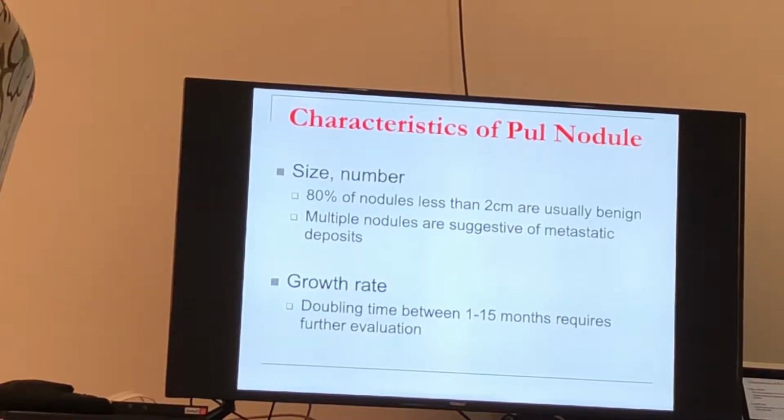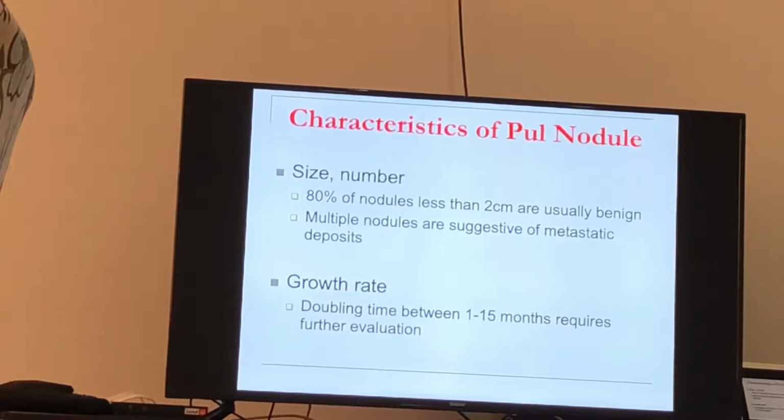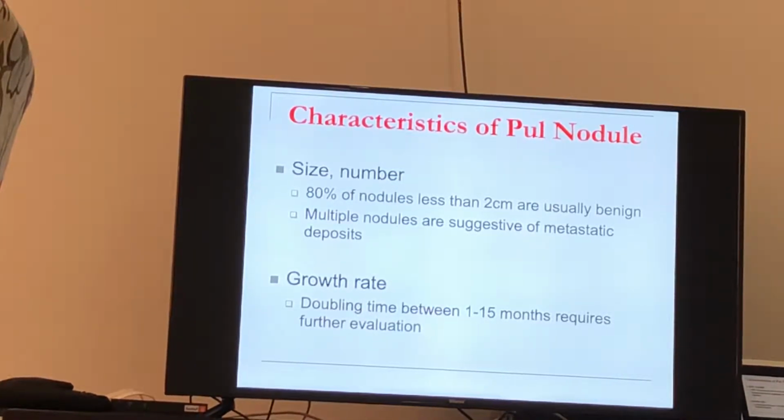So how will you characterize it? This is how. You comment on size and number. Why is it important? Because usually 80% of nodules less than 2 centimeters are benign. So if you have a small nodule, most likely we're dealing with a benign issue. And multiple nodules are rather suggestive of metastatic pathology. So you'd be more concerned with multiple nodules.